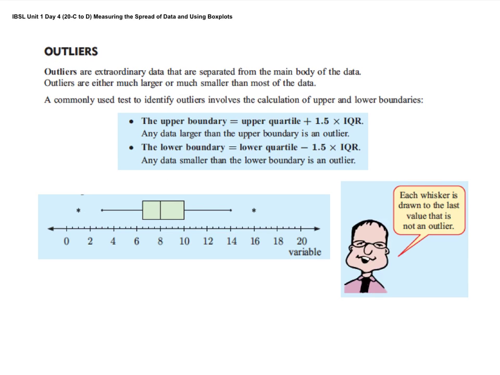Alright, so let's talk about another aspect of the box plot before we actually make any. The outliers. Okay? This is a term we use kind of loosely in a lot of cases, but mathematically speaking, there is a definition for what defines an outlier when we're talking about data. Outliers are extraordinary data that are separated from the main body.